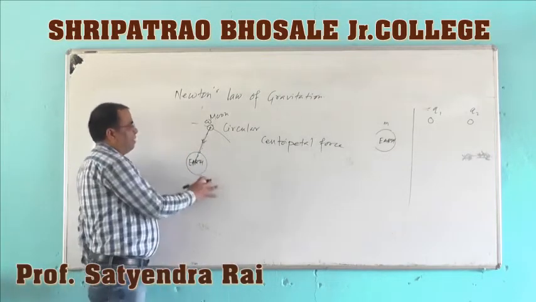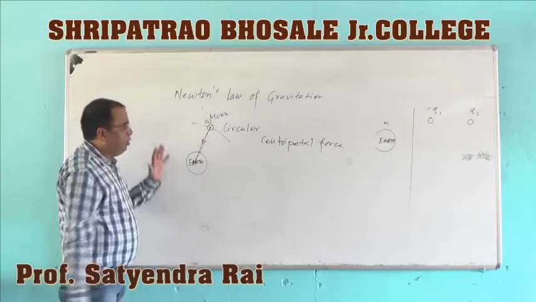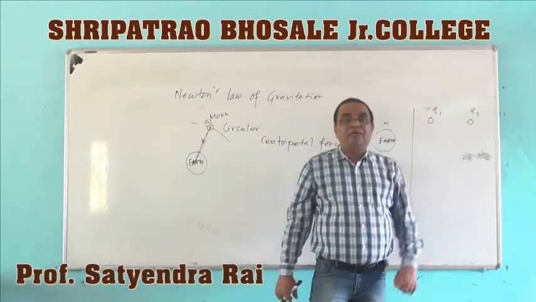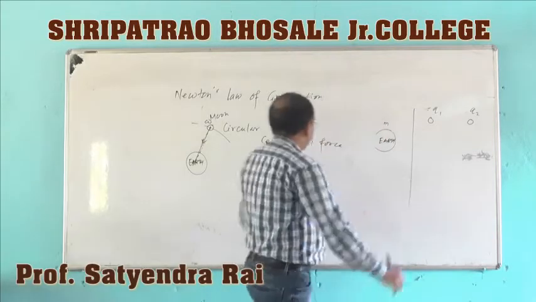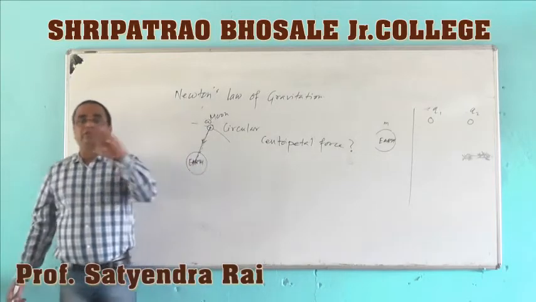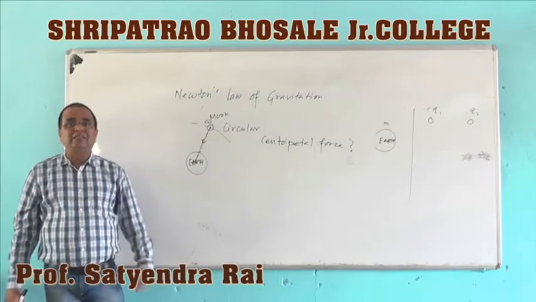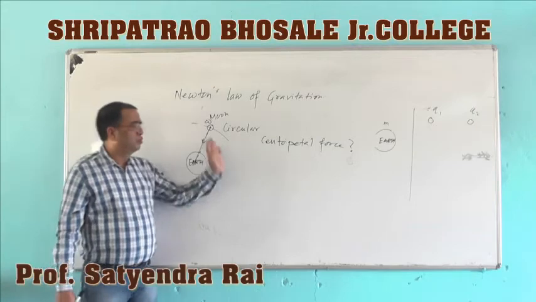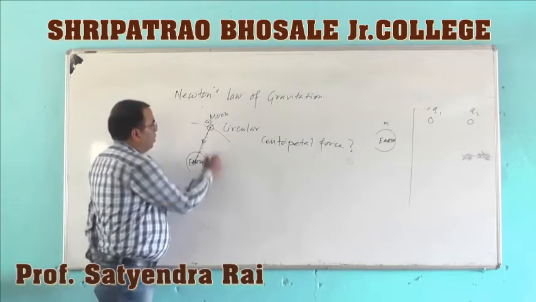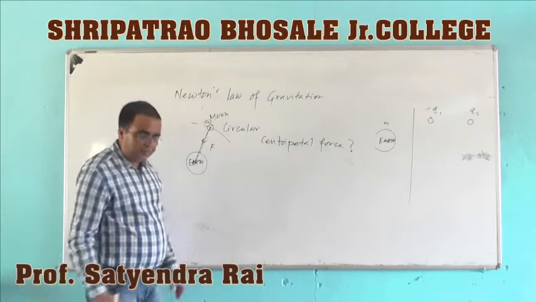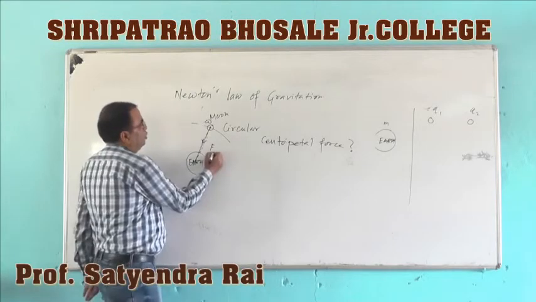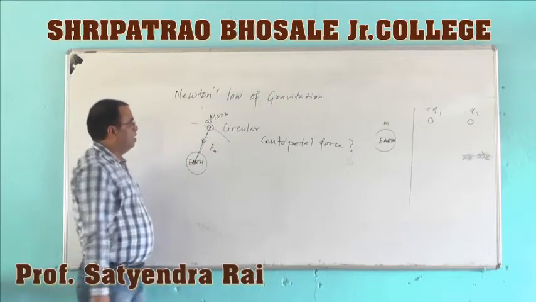So for centripetal force to be there, you must have a force that will provide the Moon the required centripetal force. What is the source of the centripetal force? What provides centripetal force to the Moon? The answer is attraction of the Earth. So we say Earth attracts the Moon by force, say F. F is the force which acts on the Moon, applied by the Earth.